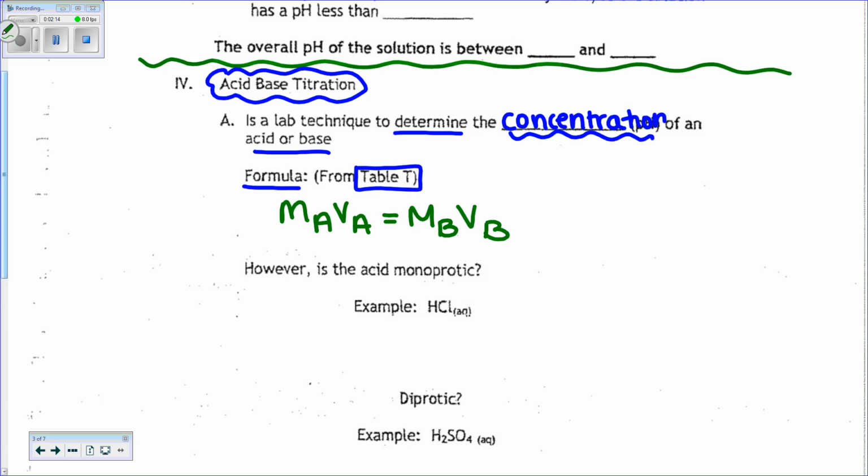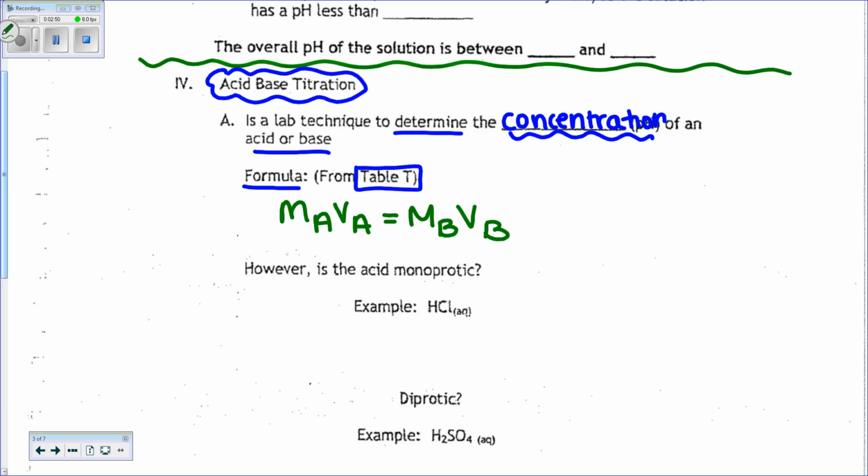When they say MA, that is actually the molarity of your acid. But they list it as the molarity of your H+. Well, that's because acids have H+. Same thing with your bases. It's MB because it's the molarity of your OH-, but bases have OH-. So think of it like molarity of your acid times the volume of your acid equals the molarity of your base times the volume of your base.